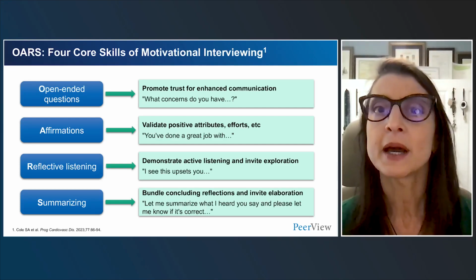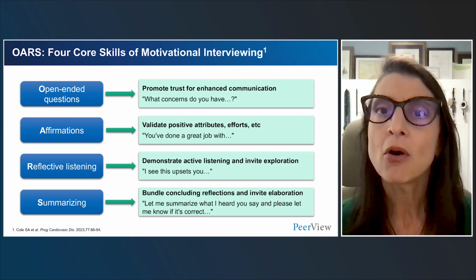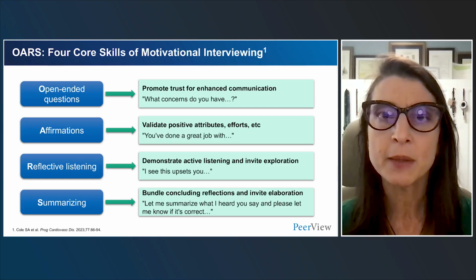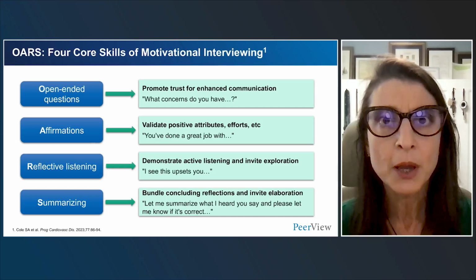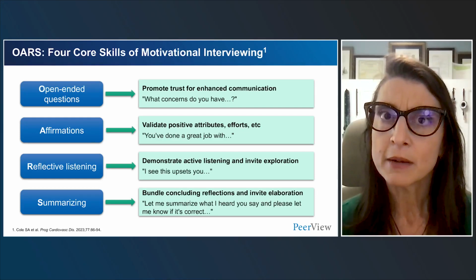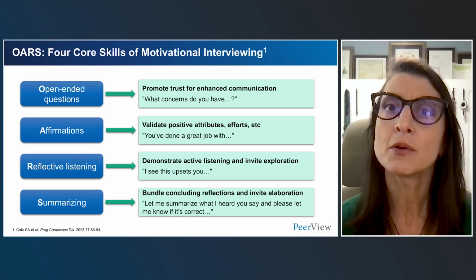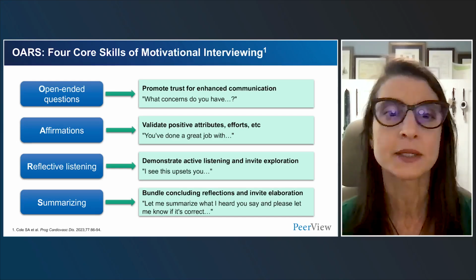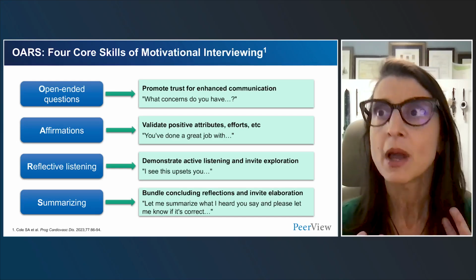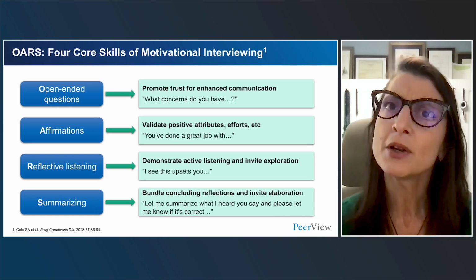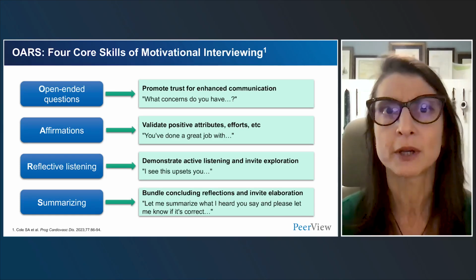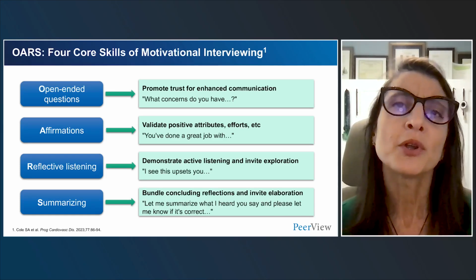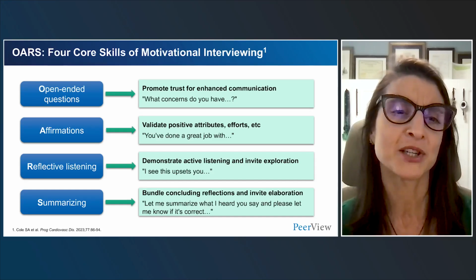Oh my goodness, I can only imagine how hard this is for you. You have so many medications that you have to pay for, and you're on a limited income. So let's see if we can't figure out how to better address this. Again, you're listening to them. I see that this upsets you, and you know what? I understand why you're upset. Those are huge, validating the patient, what they're feeling.